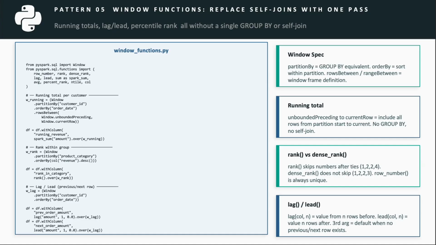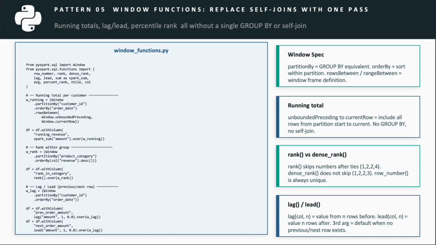Rank within a group: partition by product category, order by revenue descending, rank over window rank gives each row its rank within its category. Use dense rank if you do not want gaps after ties. You can use row number if you always want a unique number regardless of ties.